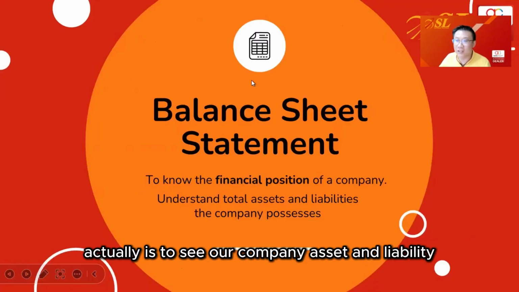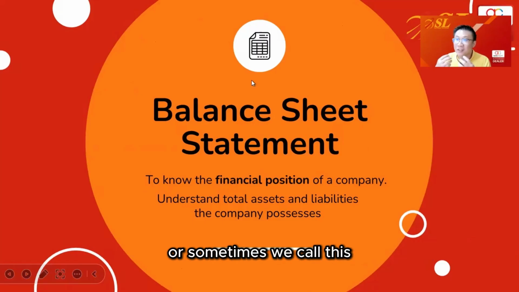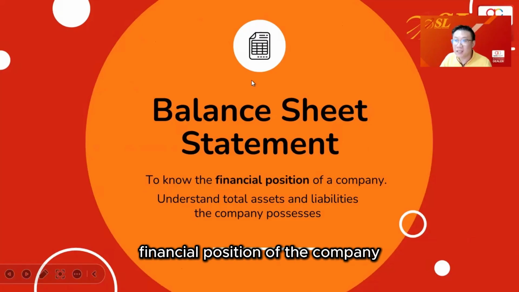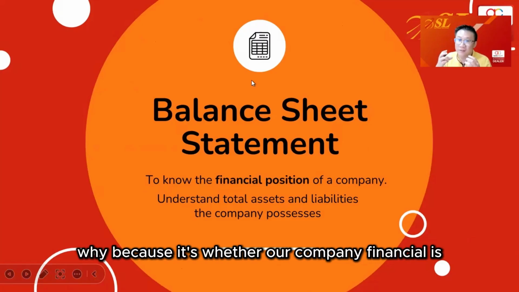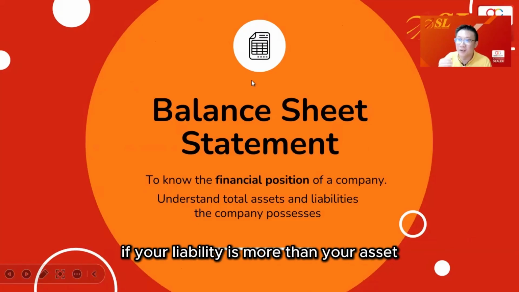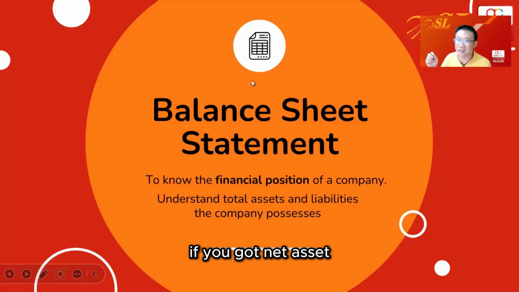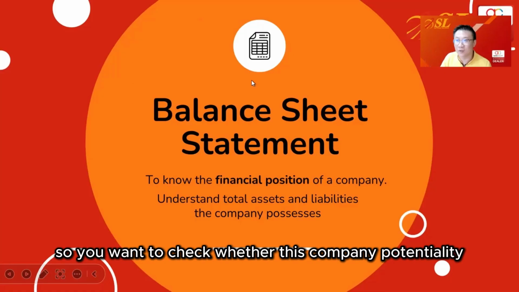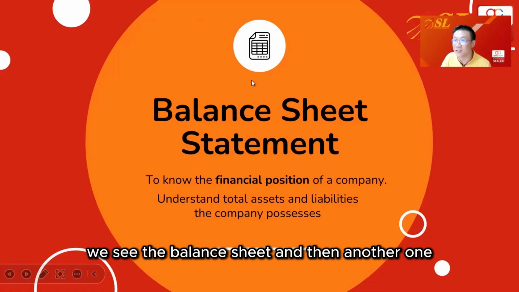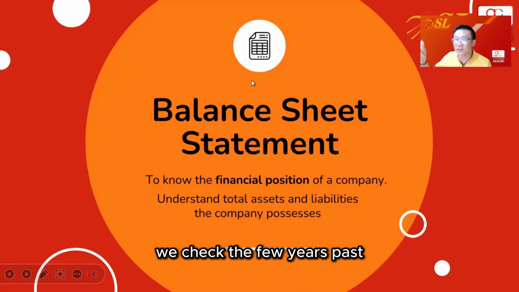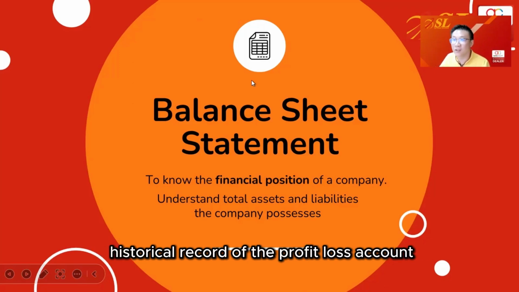And balance sheet is to see our company's assets and liabilities, or sometimes we call this the financial position of the company. Why? Because it shows whether our company's finances are healthy or not. If your liability is more than your asset, then we call this a loss-making business. If you have net assets, so your assets are more than your liabilities, then this company is worth investing in. You want to check the company's potential. First of all, we see the balance sheet, and then we check the past few years of historical records of the profit and loss account.